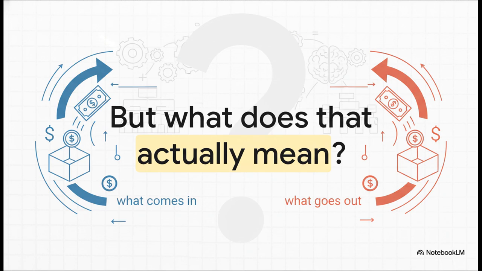Exactly. That's the big question. Knowing that one goes on the left side of a T account and one goes on the right doesn't actually help you when you're staring at a transaction. It doesn't tell you why something is a debit or why something else is a credit. And you know what? The why is the only part that actually matters.